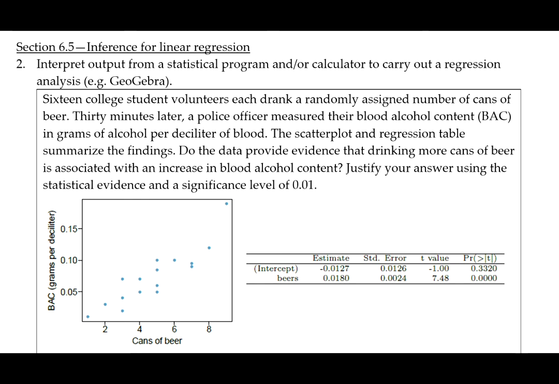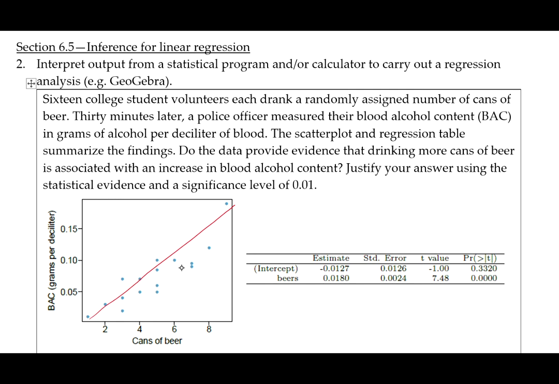We can see from the scatter plot that there appears to be a positive linear relationship between cans of beer as our explanatory variable and blood alcohol content as our response variable. You can see this upward trend in the scatter plot. It looks to be pretty strong, but we want to use an actual statistical test to determine whether this is a statistically significant relationship or not.